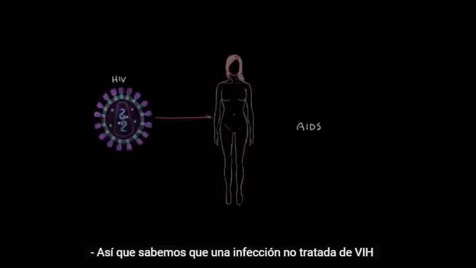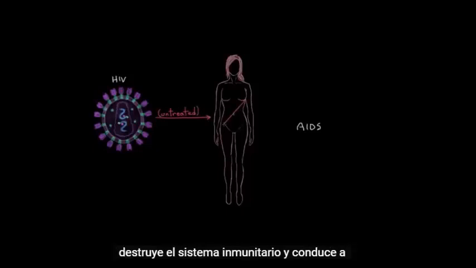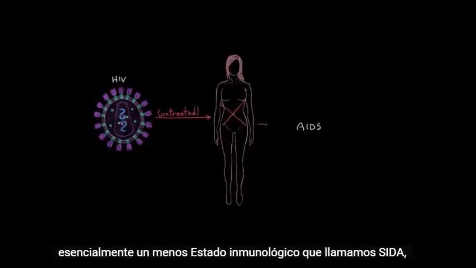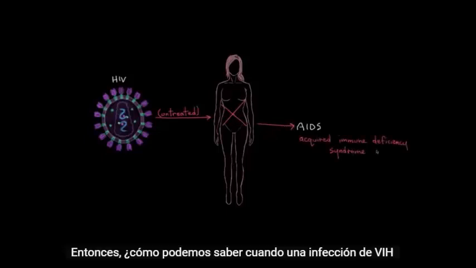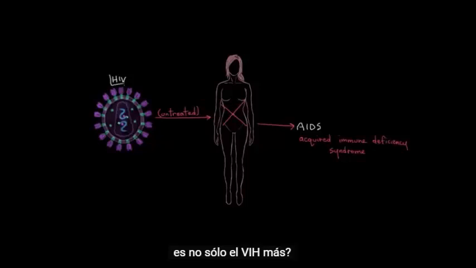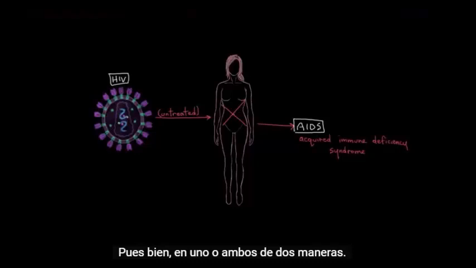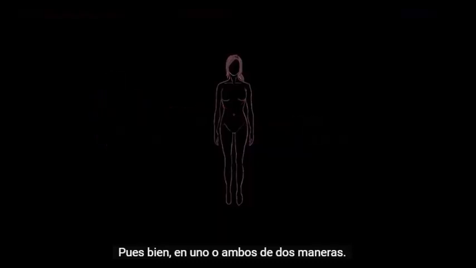So we know that an untreated HIV infection destroys your immune system and leads to essentially an immuneless state that we call AIDS, acquired immune deficiency syndrome. So how do we know when an HIV infection isn't just HIV anymore? How do we know it's progressed to AIDS? Well, in one or both of two ways.